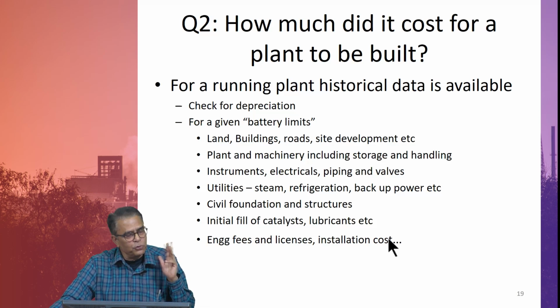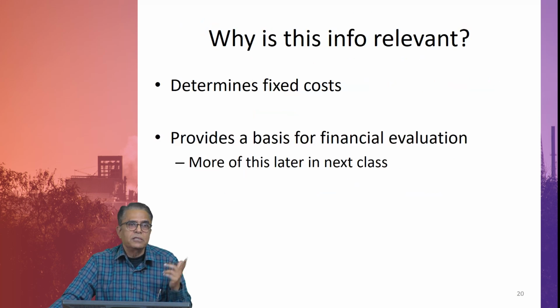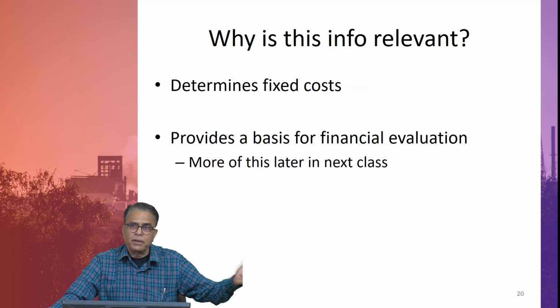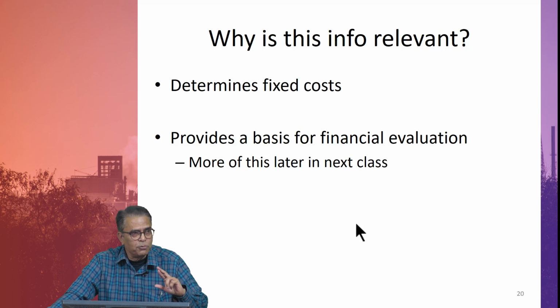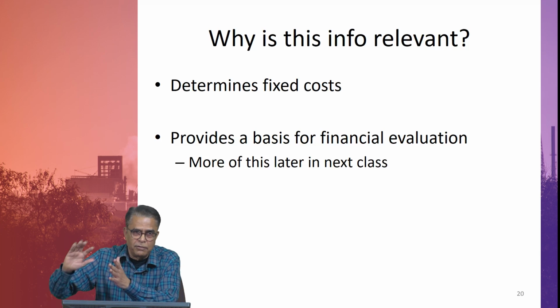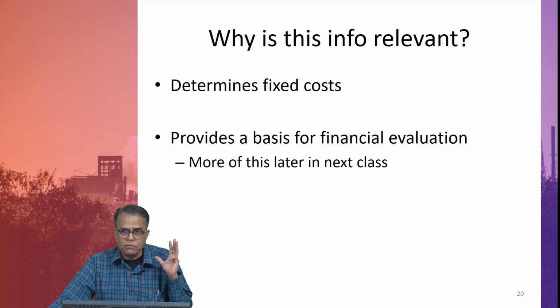Historical information of course is available. Why is this important? We are worried about this plant. After all, the plant has been built, it is there, you can go and look at the information you want. Why is it important? Because this installed cost of the plant determines the fixed cost. In the earlier class, I went through very fast, there is something called variable cost which varies with the unit of production, and fixed cost which is kind of a dummy which stays there. So, this initial investment cost relates to fixed cost.